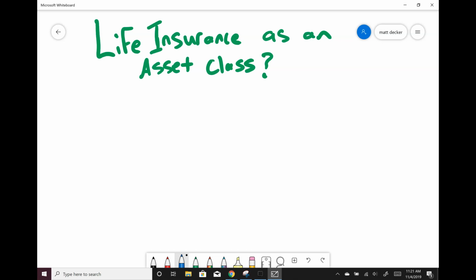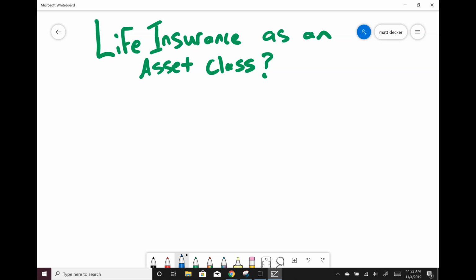I've got a topic that has been on my mind for a little while now, and it's using life insurance as its own asset class. And it is its own asset class, and there are a lot of reasons why. So I want to quickly lay out why I think life insurance, number one, is really its own asset class, and number two, why you should consider adding it to the mix of what you've already got.